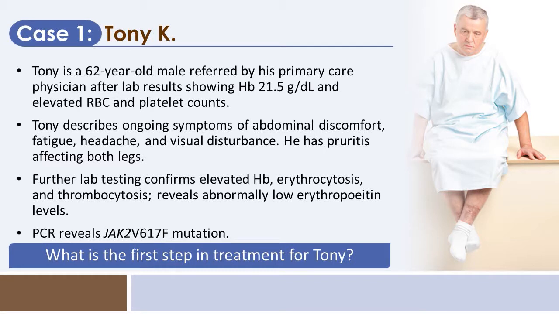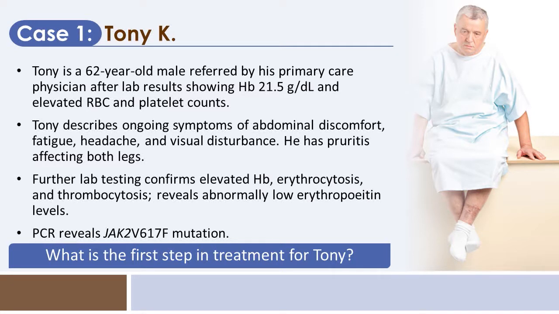So let's go through a case to help to illustrate some of these principles. The case is a gentleman by the name of Tony, 62 years of age, referred by his primary care physician after they found him to have marked erythrocytosis with an elevated hemoglobin of 21.5 grams per deciliter and a corresponding increase in the red cell count and thrombocytosis. He has ongoing symptoms of abdominal discomfort, fatigue, headaches, and visual disturbance, and he's itching that affects both legs.